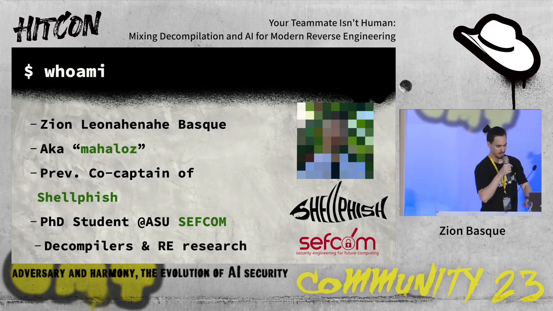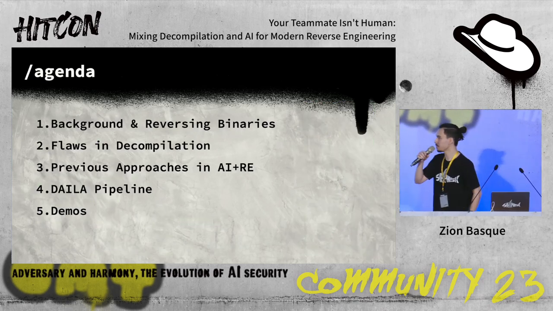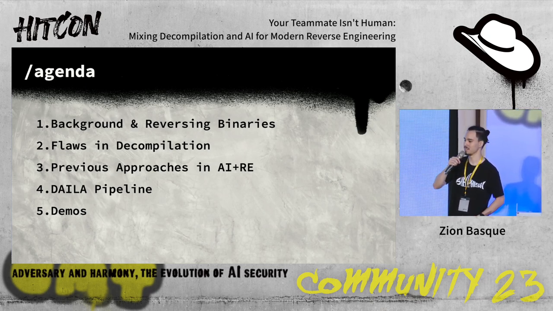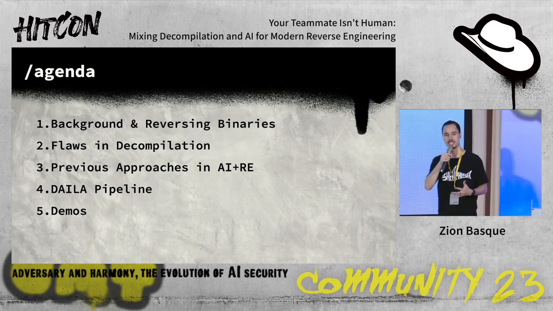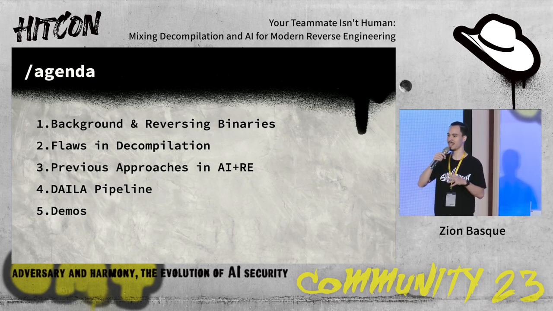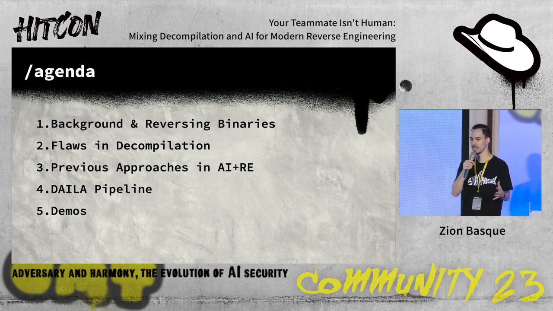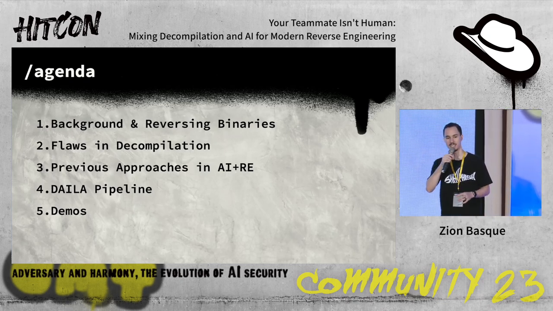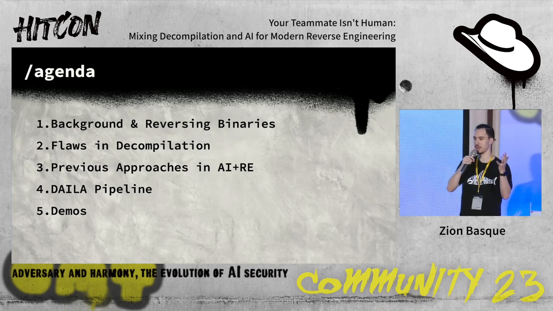So the agenda for today is really five things. We're going to be talking about reverse engineering and background stuff. I think a lot of us here like binary analysis, I hope. A lot of us like to reverse things. We like to open it up in IDA and understand stuff. So we'll be doing a brief background about what that looks like and what we think about when we do it.